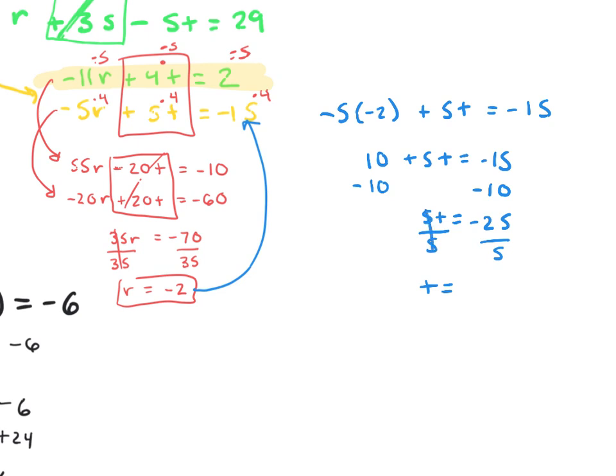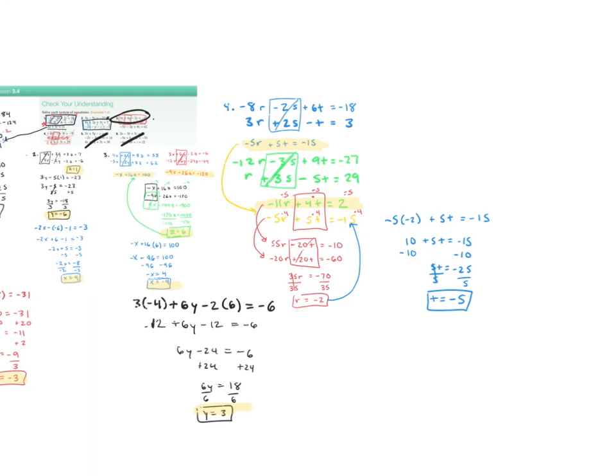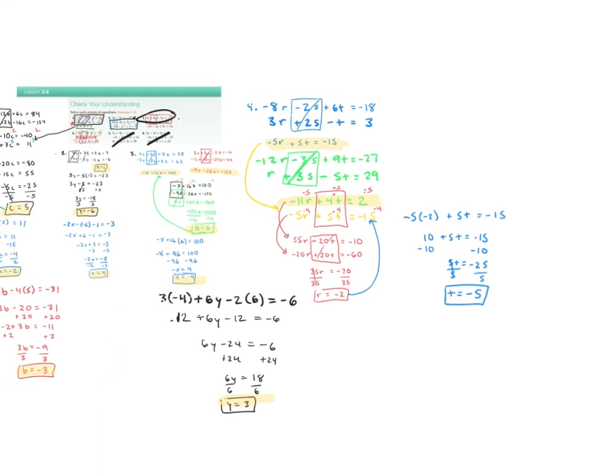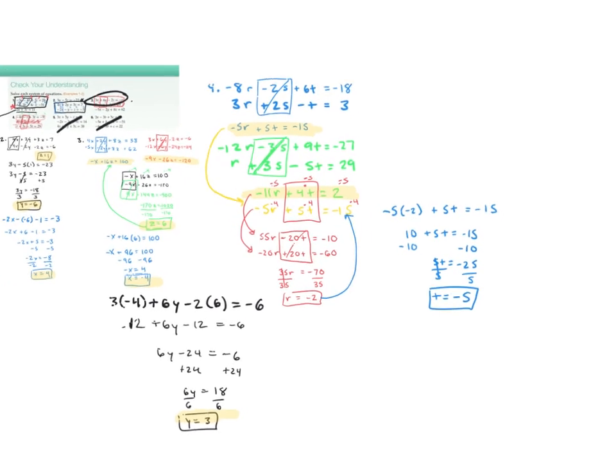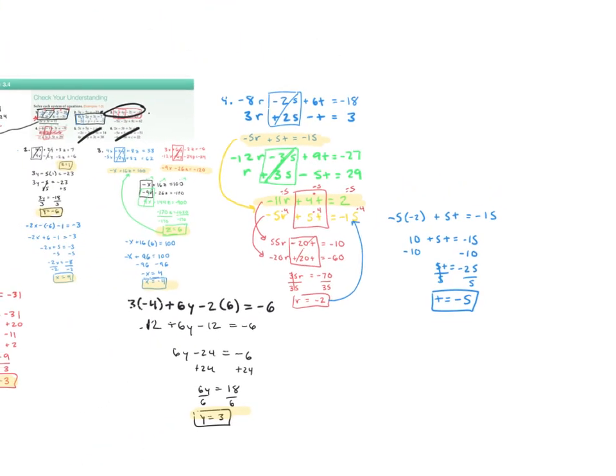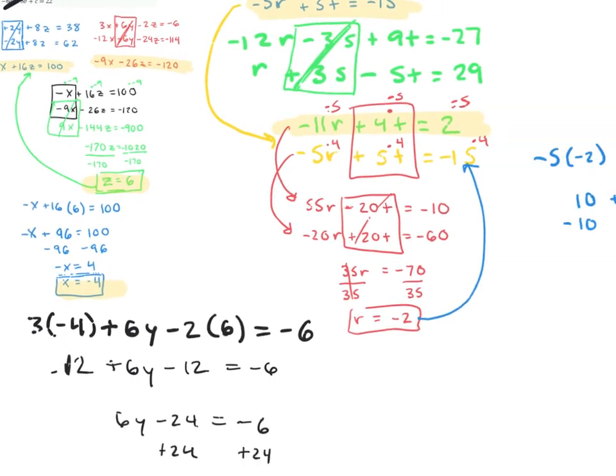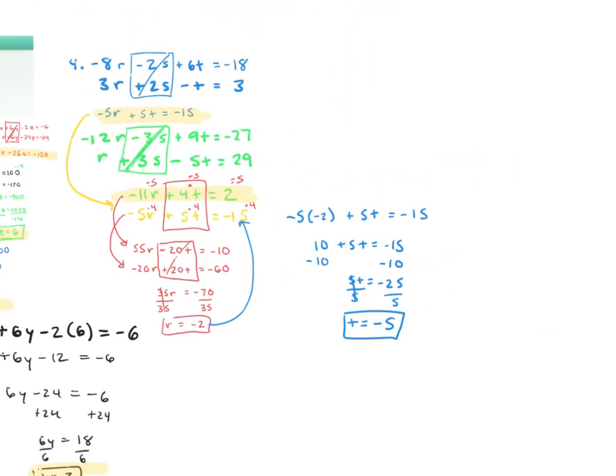So now we have r and t. What do we do next? Plug it into one of the originals. So we can plug it into, which one do you want to pick? First, second, or third? Second. So that would be 3r. I don't know, I scribbled through it. Yeah. So 3r, which would be 3 times negative 2, plus 2s minus negative 5 is equal to 3.